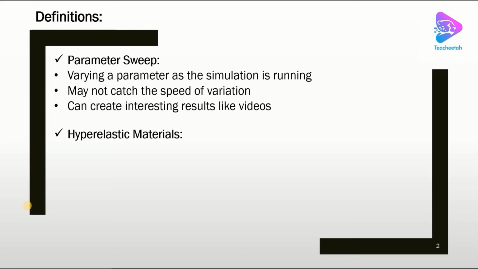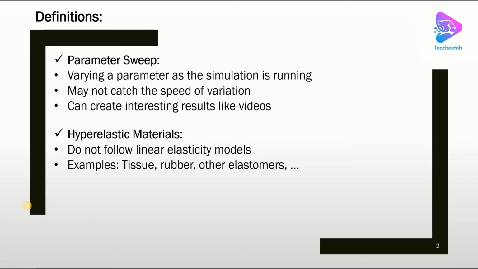So before we start, I want to introduce some concepts of hyperelastic materials. Hyperelastic materials are the materials that do not follow linear elasticity models. Some of the examples are tissue, rubber, many other elastomers, and anything similar to them. In order to model hyperelastic materials, we need to use other models. Some of the famous models are Neo-Hookean, Mooney-Rivlin, and so on. The libraries of Comsol will provide us with a variety of models so that we can use them to model a hyperelastic material.